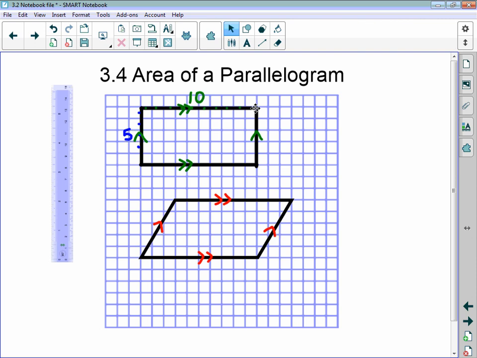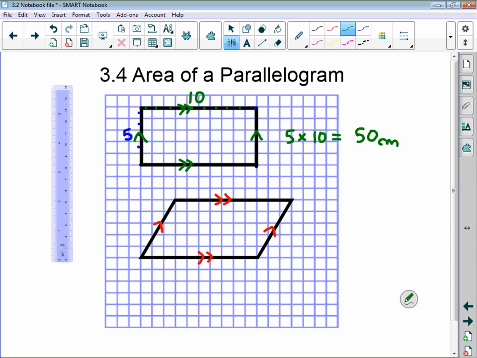So with our rectangle here, we know that the area of a rectangle is length times width. We could also call that base times height. And so for this one, we would say the area is 5 times 10, which is equal to 50, and that would be 50 square units. Let's say that these are centimeters. We'd say 50 centimeters squared if it was 5 centimeters by 10 centimeters.